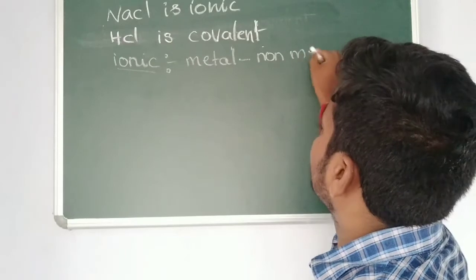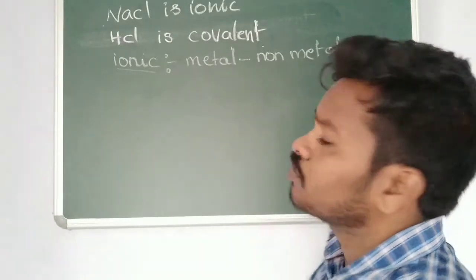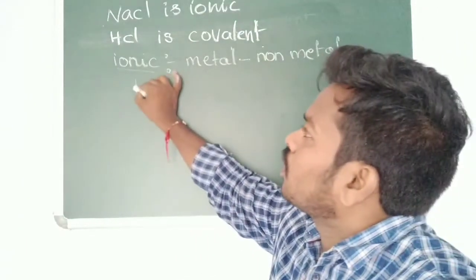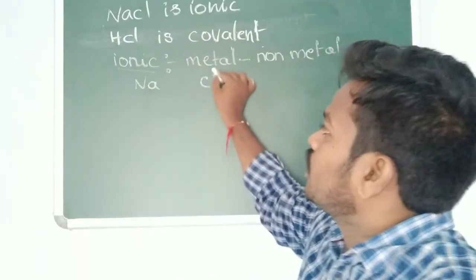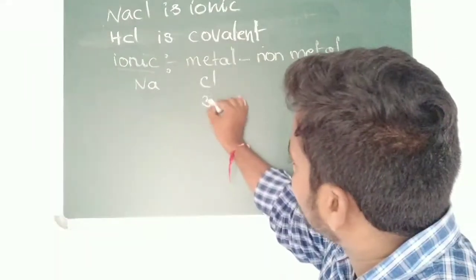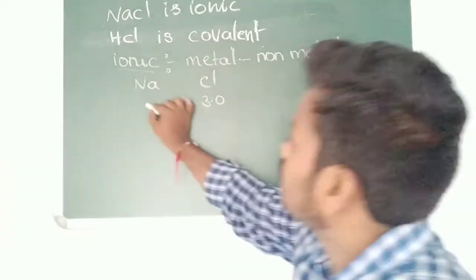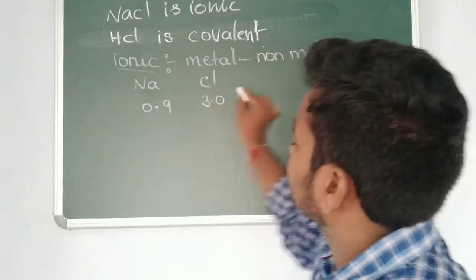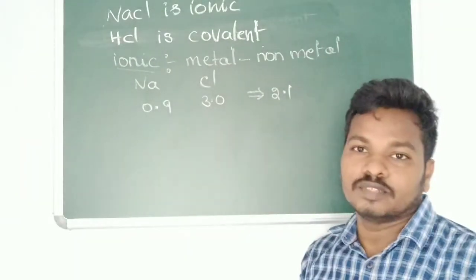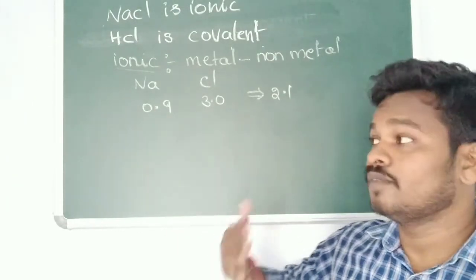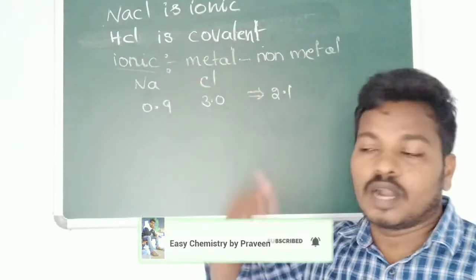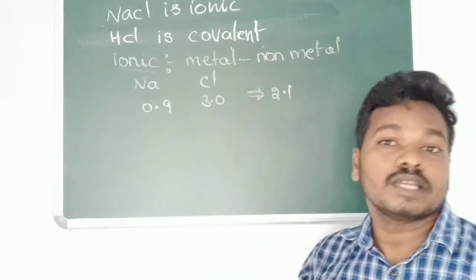So the electronegativity difference is also more than 1.7. This means more than 2 electronegativity difference should be there. If you are talking about NaCl, sodium and chlorine, chlorine has an electronegativity of 3.0 and sodium has 0.9. So the electronegativity difference is 2.1, which is more than 1.7. Automatically, when the electronegativity difference is more than 2, an ionic bond will form. One atom completely loses an electron, and another atom completely gains it.